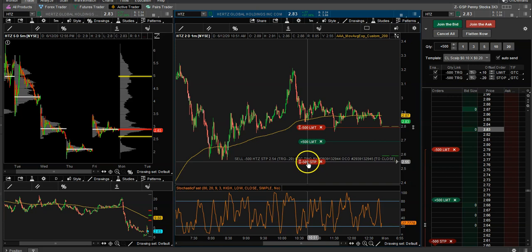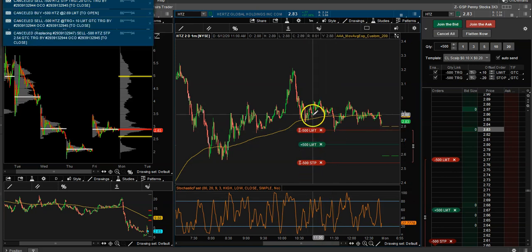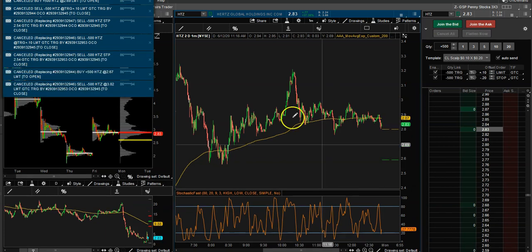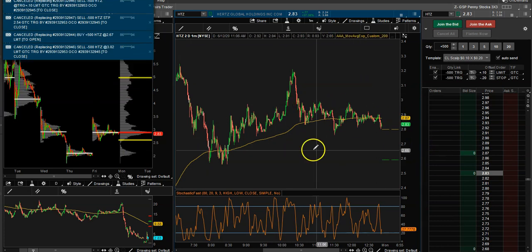I can also just sit here and move it up. It's all one click. If I want to move this down, I can do that. If I want to move this all the way up here, I can. And if I want to cancel, I can do that directly from here. So you can see exactly how all of this works.